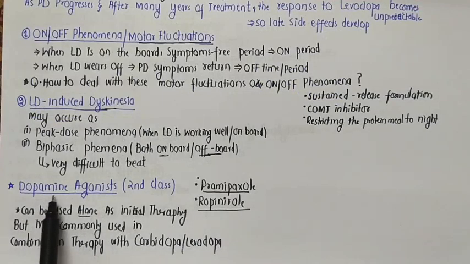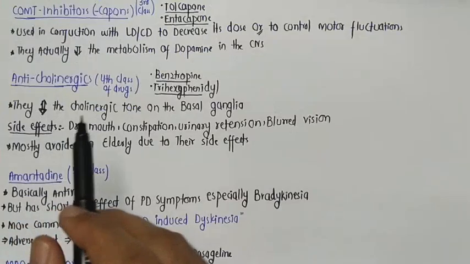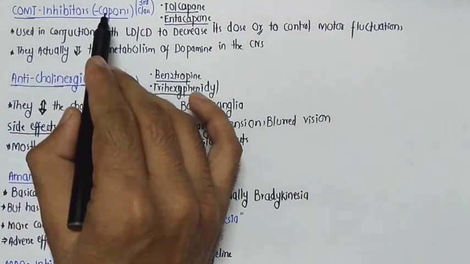Now, moving on to the dopamine agonists, which are the second class of drugs used in Parkinson disease. They include pramipexole and ropinirole. These two drugs are used in Parkinson disease. They can be used alone as initial therapy, but most commonly they are used in combination therapy with carbidopa and levodopa.